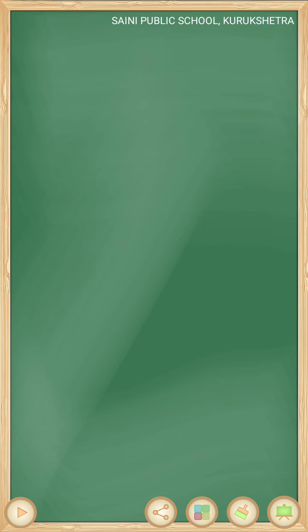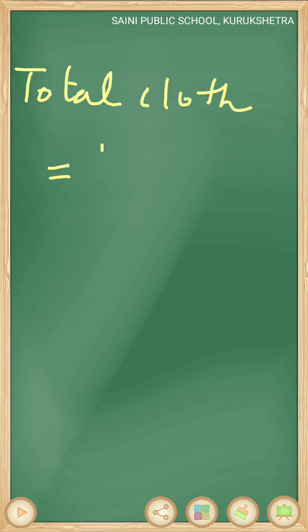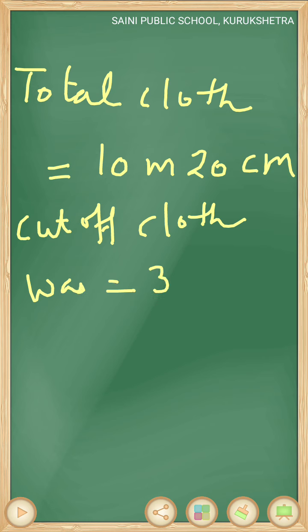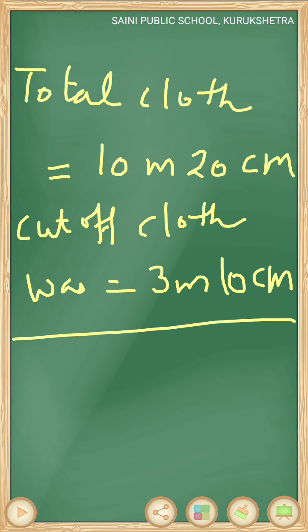You know how to subtract two numbers in length. So how will we subtract? First of all, we will write the statement, and then their units. Total cloth, how much? Total cloth was 10 meter 20 centimeter. And how much cloth was cut off? Cut off cloth was 3 meter 10 centimeter. Okay, what is the length of remaining cloth?